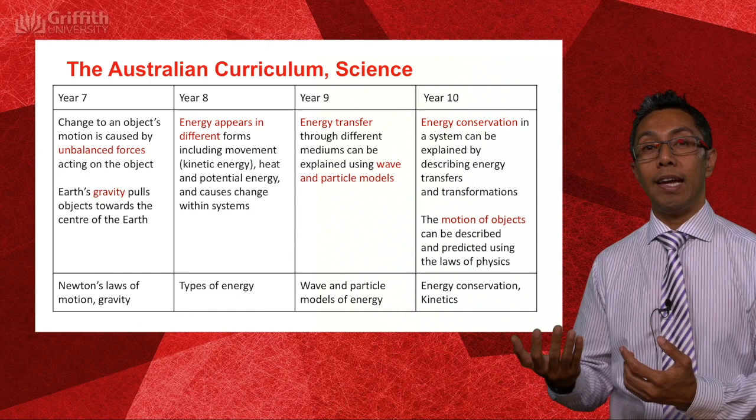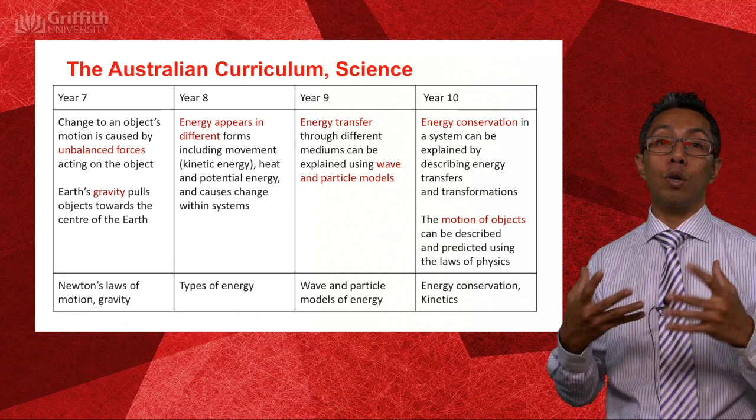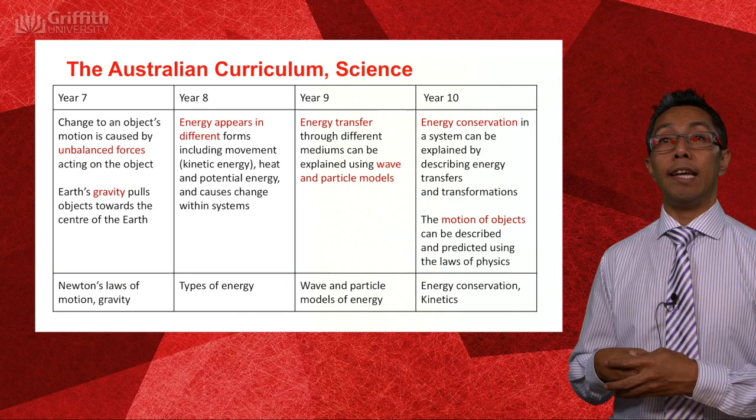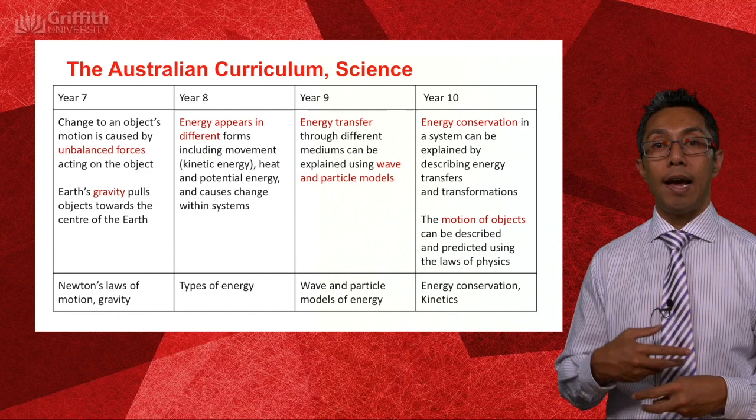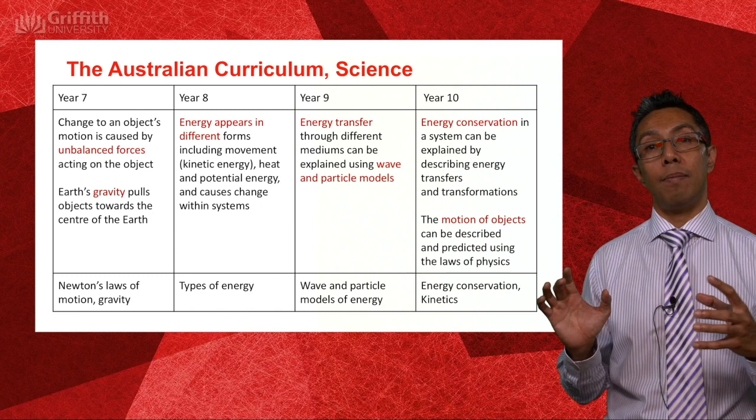In year eight, we're broadening the view of physics, and we're looking at different types of energy. Okay? So we'll be covering that today. In year nine, we up the ante. We talk about energy transfers and transformations. And then we look at one of the key models, one of the key ways that we think about energy, that is the wave and particle models.